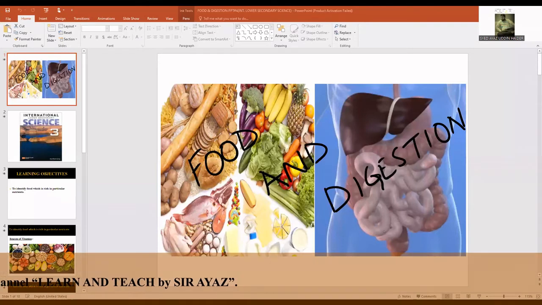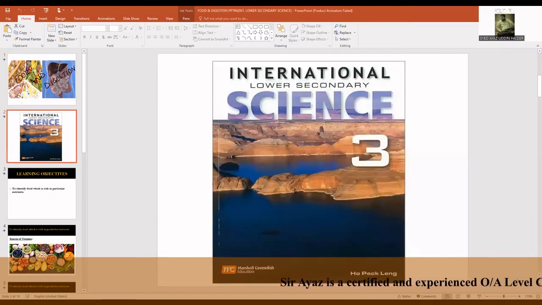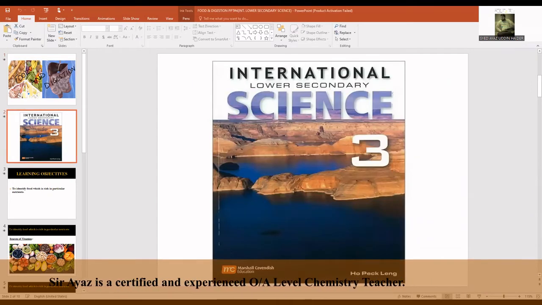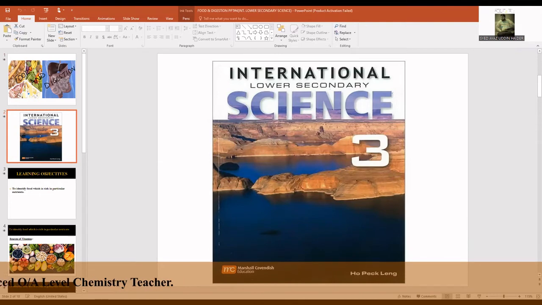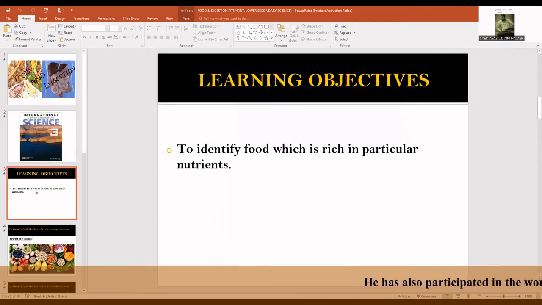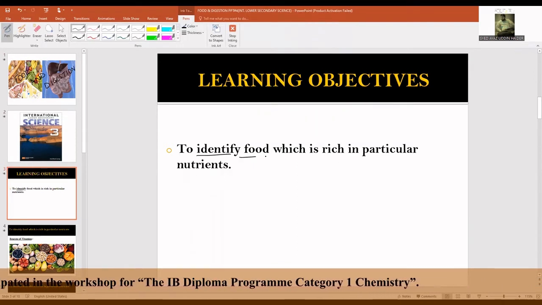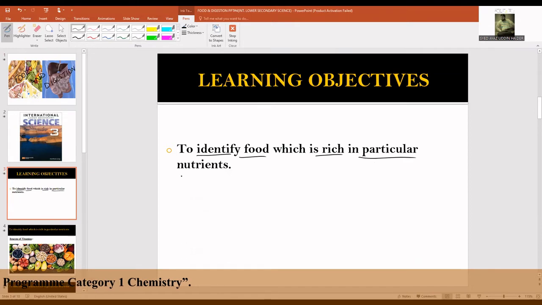I will continue the topic for grade 8 science. The topic is food and digestion and learning outcomes are from the book International Lower Secondary Science Book 3 published by Marshall Cavendish. The learning outcome is same, that is to identify food which is rich in particular nutrients.